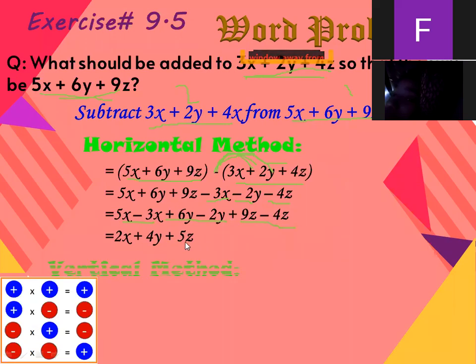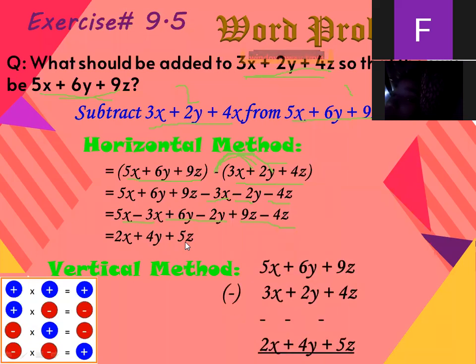Okay, now we are going to apply the vertical method as well. This is the vertical method. So in the vertical method, what you are going to do, you are going to write down this expression. This is your expression number 1. You are going to write down expression number 1 on the top, and then below the first expression you will write down your second expression.